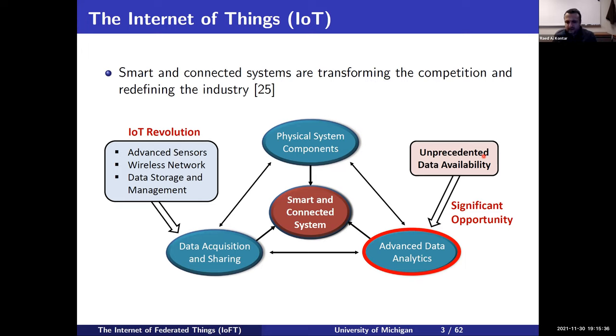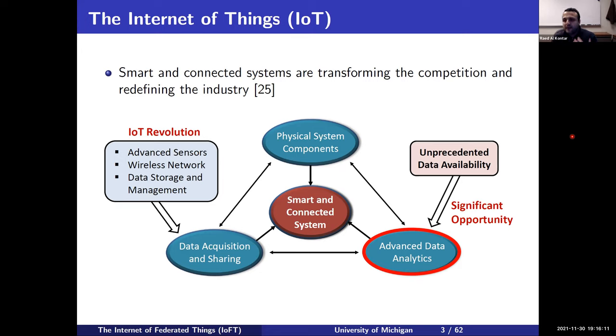Internet of Things is basically a smart and connected system. So in traditional days, we just had the physical components that comprise the system. Then came this industrial revolution, and with it our ability to collect this immense amount of data. We had sensors, and sensor prices became $0.48 on average nowadays. They became very cheap. We had those wireless networks, data storage and management systems. We were collecting a lot of data. And this is what moved our traditional systems into a connected system.